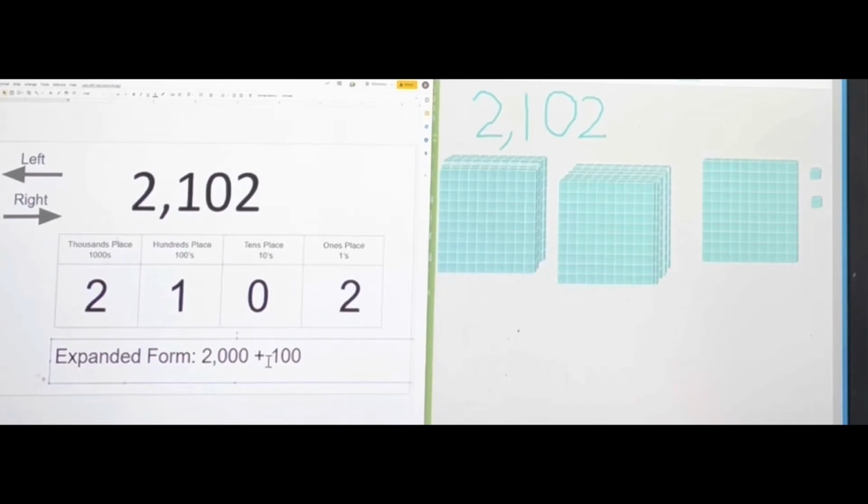The digit in the tens place is 0. There are no tens in this number, so the value for the tens place is 0. So the digit in the ones place is 2. The value in the ones place is 2. So 2,102 in expanded form is written as 2,000 plus 100 plus 0 plus 2.